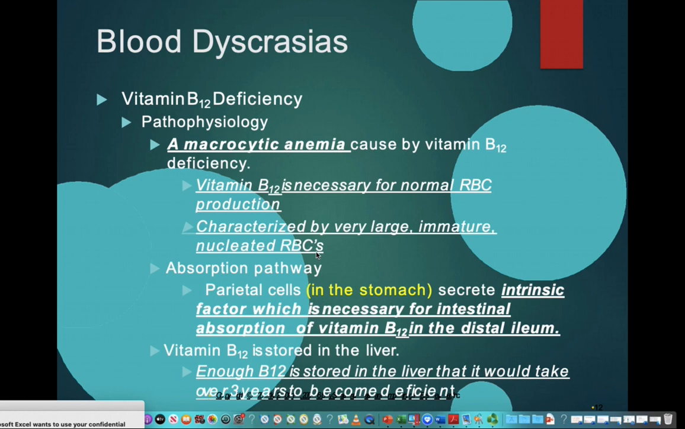B12 is also stored in the liver, and this is an important concept because it's like a bank, a reservoir, right? If you're not working for a while but you saved up money, you can kind of live off the money you saved for a little bit. And the same thing happens with B12. It can be stored in the liver, and it takes about 2 to 3 years before you run out of those reserves and become deficient.